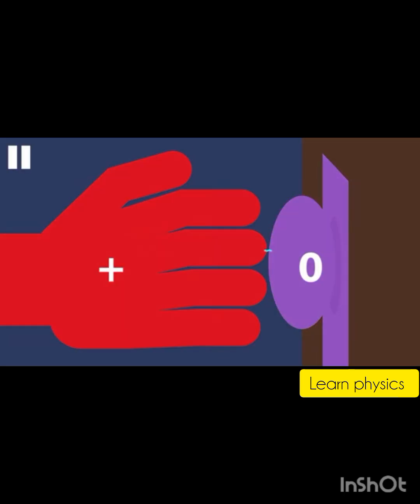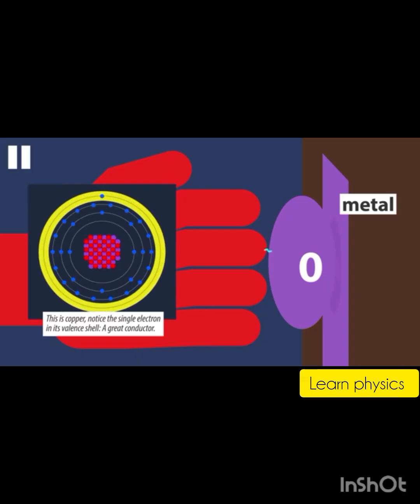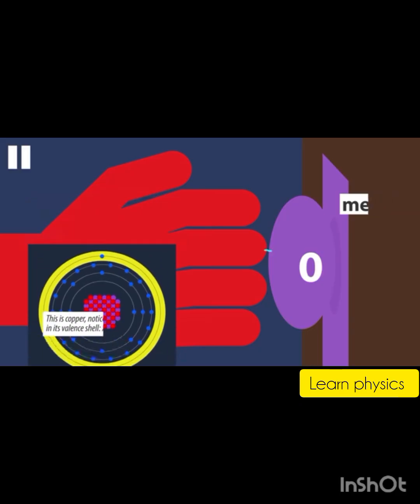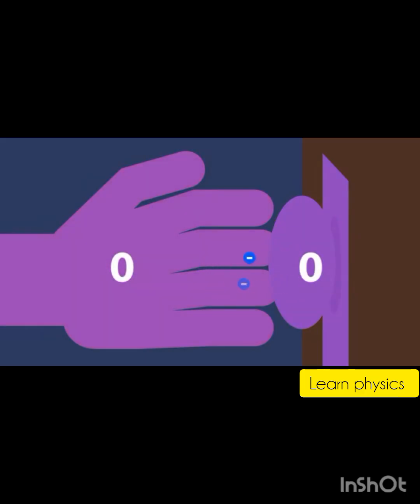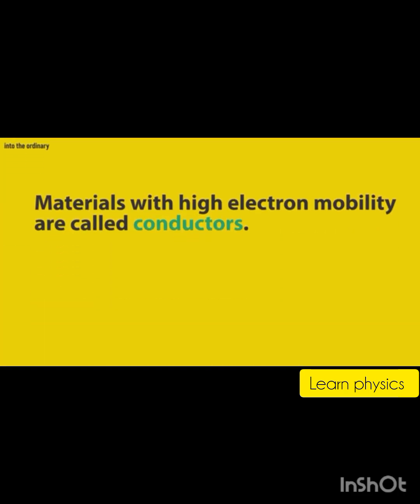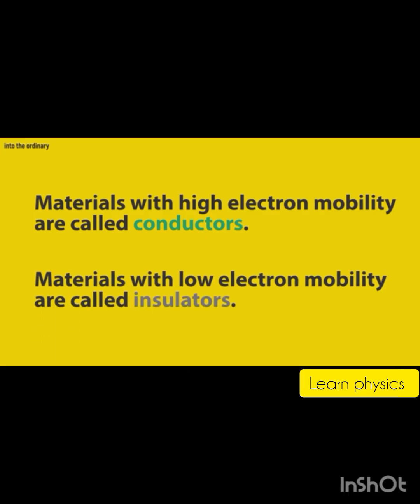The doorknob may be neutrally charged, it is metal, and metals too are conductors with loosely bound electrons on the outer shells of their atoms. These electrons immediately move to your body to restore the charge imbalance, giving you a jolt. Nature always seeks a neutral charge equilibrium, a net charge of zero. Materials with high electron mobility are called conductors. Materials with low electron mobility are called insulators.